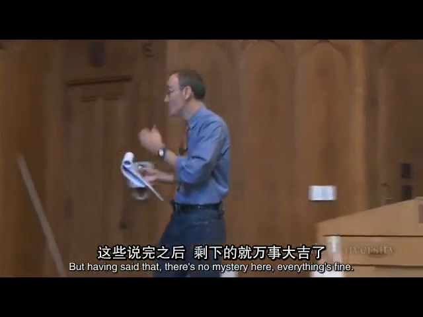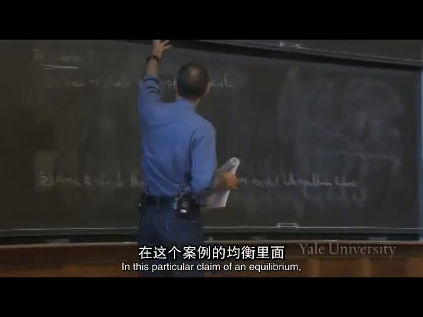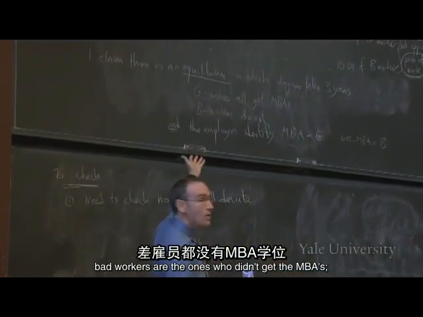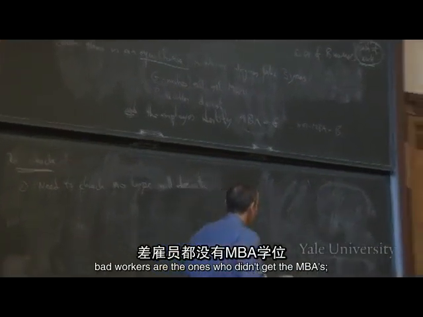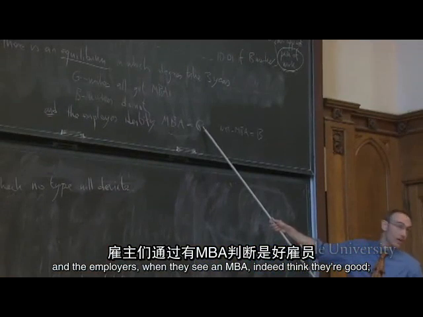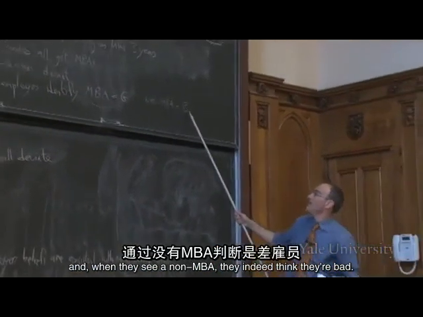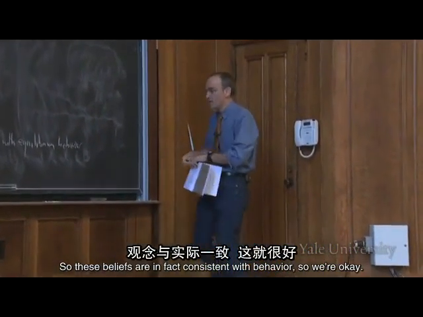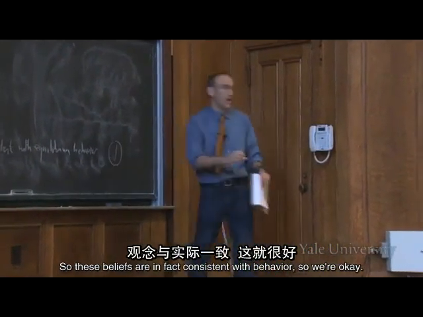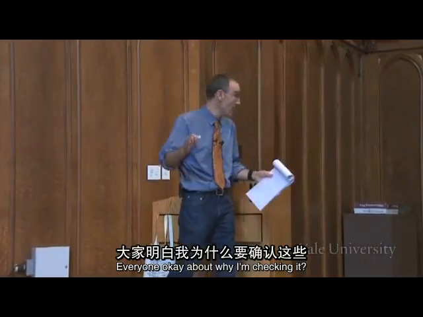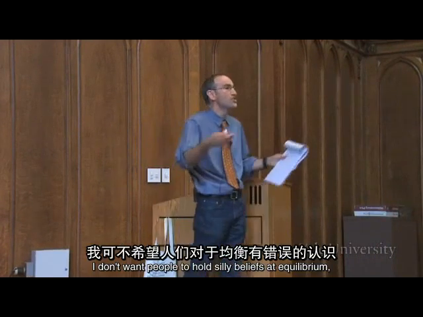Now, having said that, there's no mystery here. Everything's fine. In this particular claim of an equilibrium, good workers are the ones who got the MBAs, bad workers are the ones who didn't get the MBAs, and the employers, when they see an MBA, indeed think they're good, and when they see a non-MBA, they indeed think they're bad. So these beliefs are, in fact, consistent with behavior. So we're okay. I've had to check that, but it wasn't a big deal. Everyone okay about why I'm checking it? I don't want people to hold silly beliefs at equilibrium. That's basically what I'm saying.